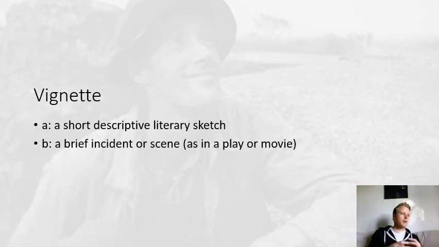Okay, then we get the image of Al and his leaving of this girl he's just started a relationship with. Now, this is an interesting one because Steinbeck creates a romanticism around the image.